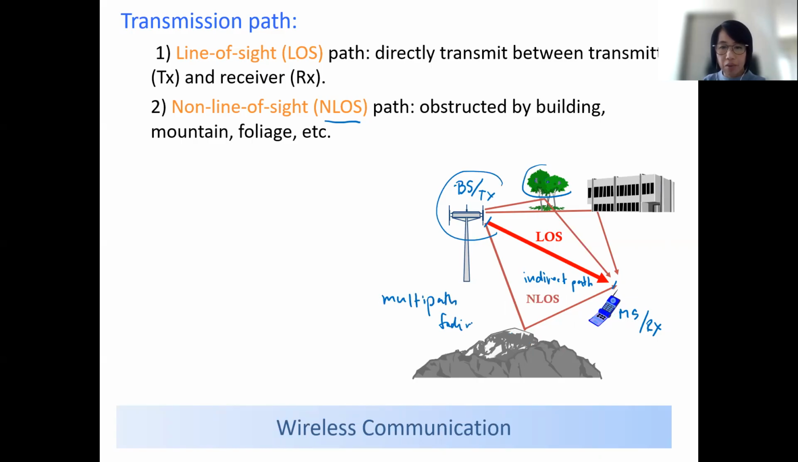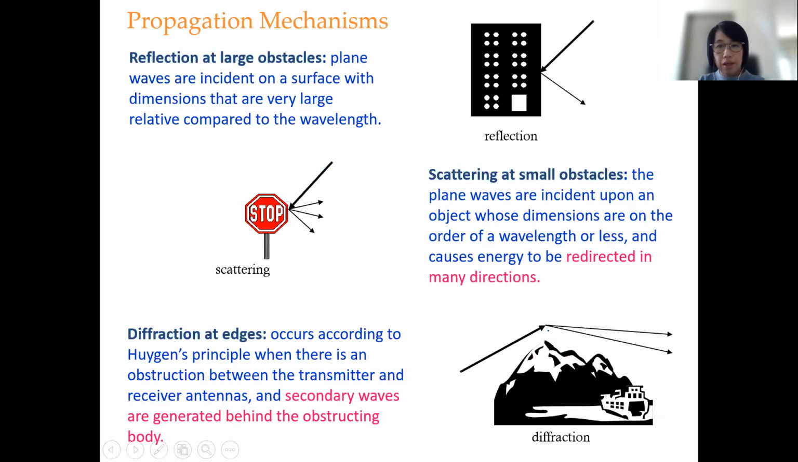Multi-path fading means that only one transmitter propagates the signal, but there are several versions of the original signal. The receiver can receive multiple signals, with line of sight and non-line of sight. This is the mechanism of propagation. There are three main parts.